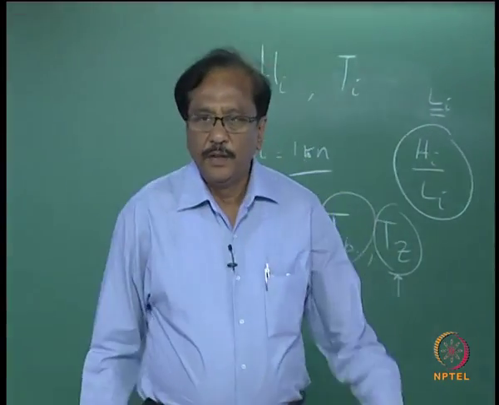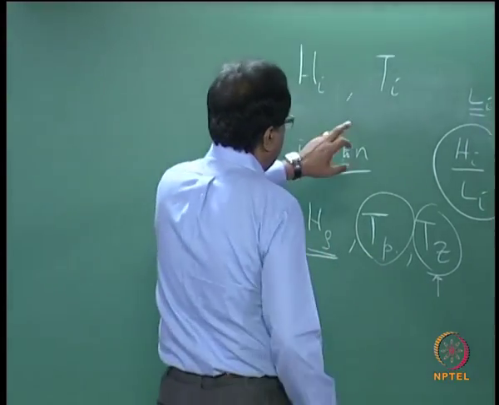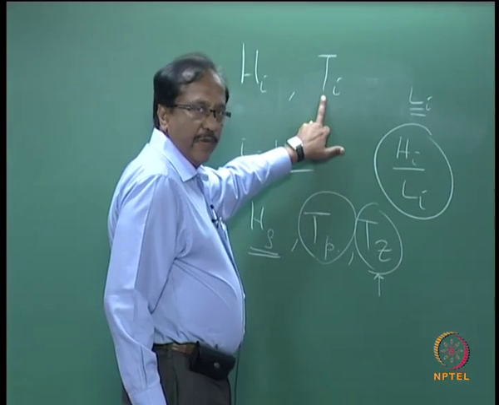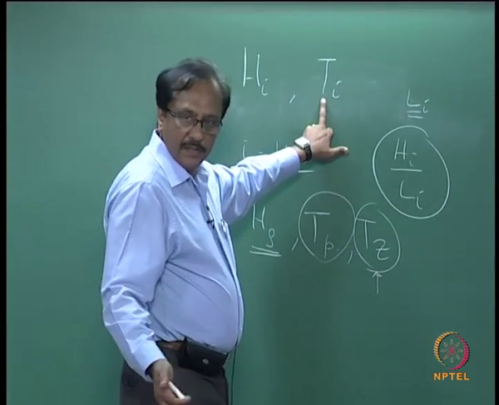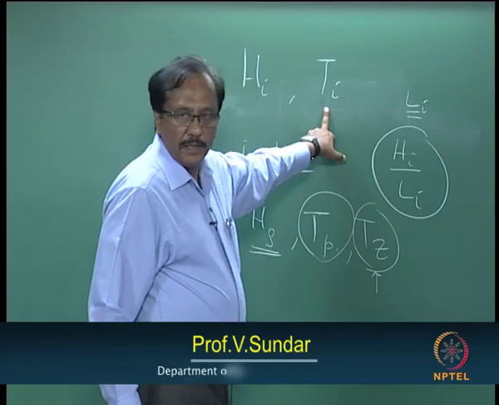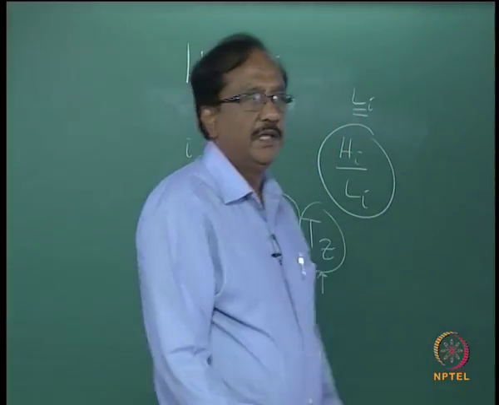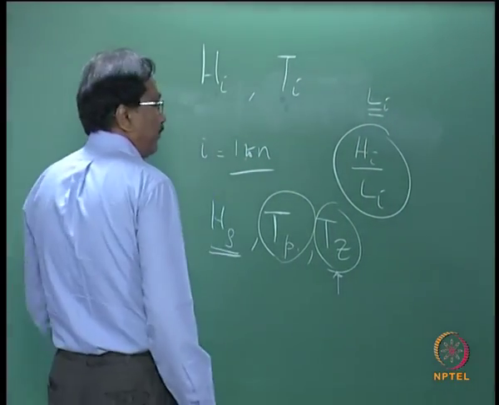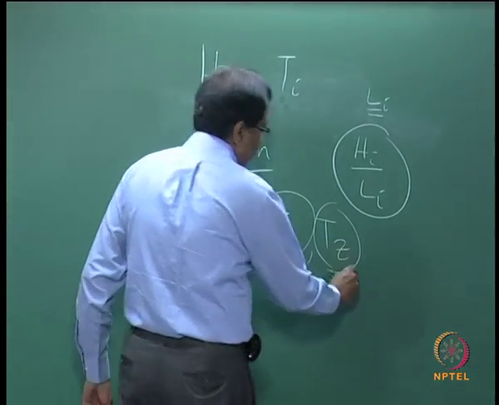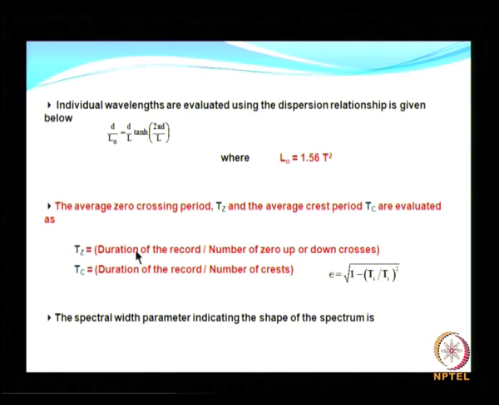This average zero crossing period is just the average of the wave periods you get using the zero up crosses. So the mean of this is the zero up crossing period, or similarly if you have the T from the down crossing method, the average of that is the average zero down crossing period. The same Tz can also be obtained straight away as the duration of the record divided by the number of up crosses or number of down crosses, the meaning is same.